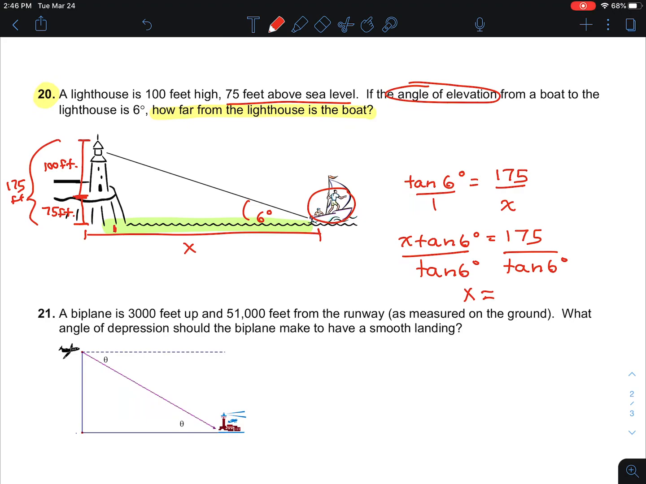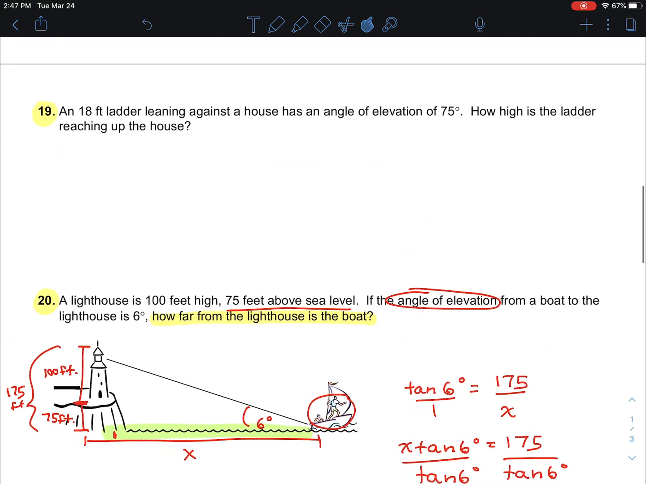But if we were to do that here, let's see. I thought I had this answer, but I guess I don't. Let me punch this in here real quick. Okay, it looks like the boat is approximately 1,665.01 feet from the lighthouse. So that's how you do number 20.